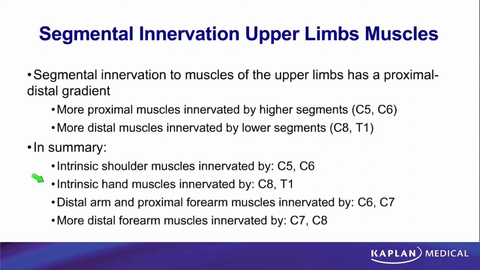Okay? So the proximo-distal gradient means shoulder muscles are C5 and C6. As we go out into the arm, it's C6 and C7. Go further into the forearm, it's C7 and C8. Go out to the hand, it's C8 and T1.